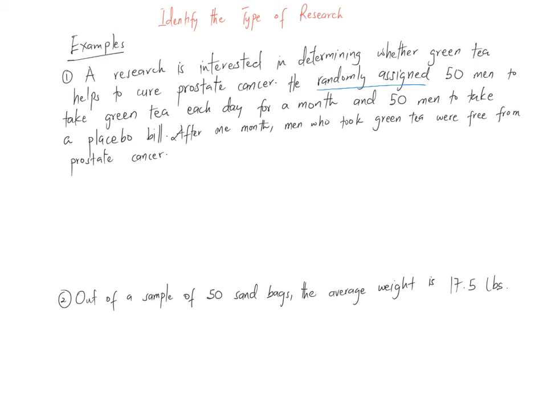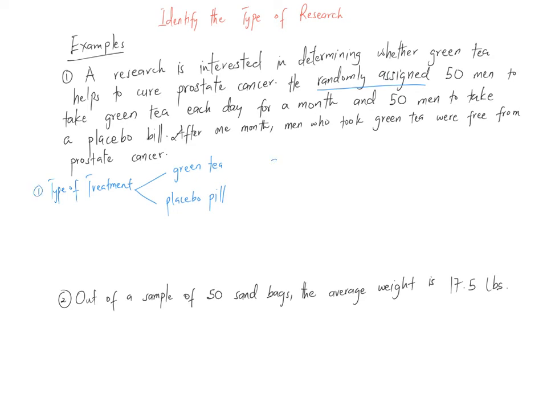First, let's identify what are the variables involved. So we can talk about treatment as one of the variables, where in this case, the treatment are the green tea and the placebo pill. So let's make it more general by saying type of treatment. So the type of treatment is one of the variables involved.